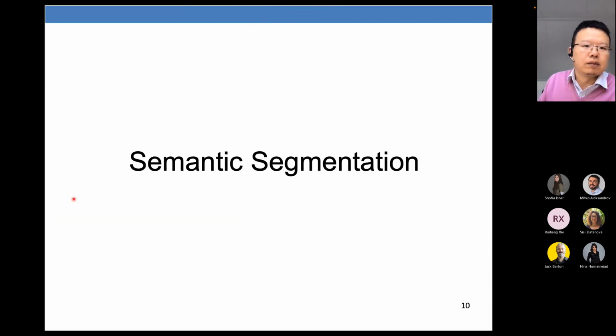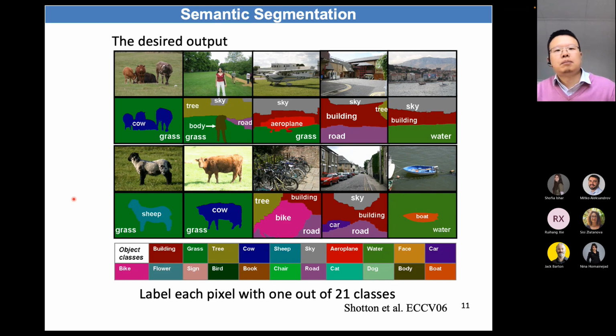Okay. So now I come back to semantic annotation, the main topic of today's talk. So what is semantic annotation? Here I'm giving an image example, but you can also think about a point cloud example. This was very well known back in ECCV 2006 by Jamie Shotton and others from Microsoft Research at that time. They built a large data set.